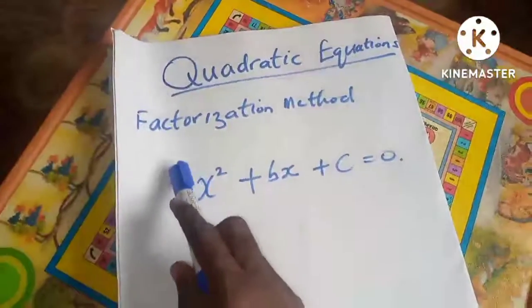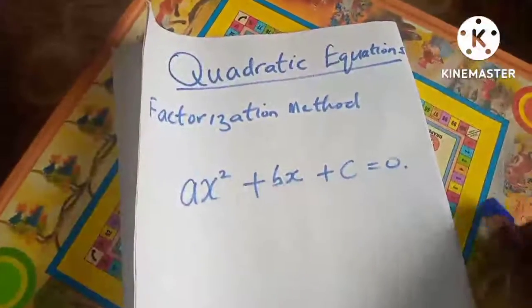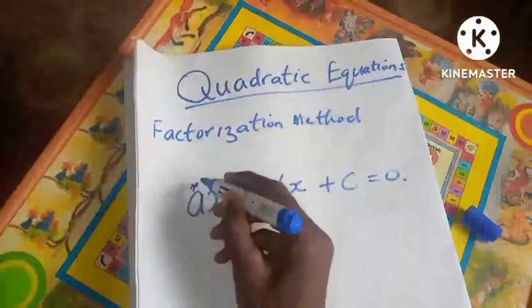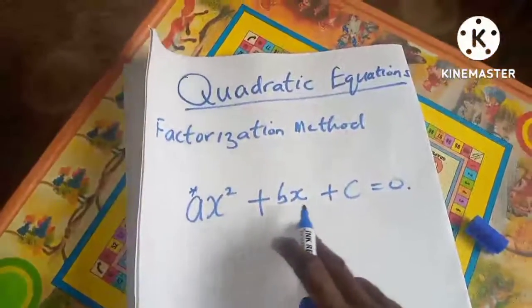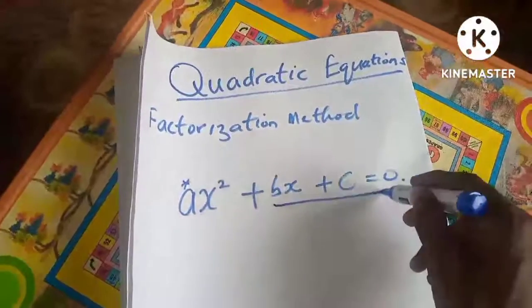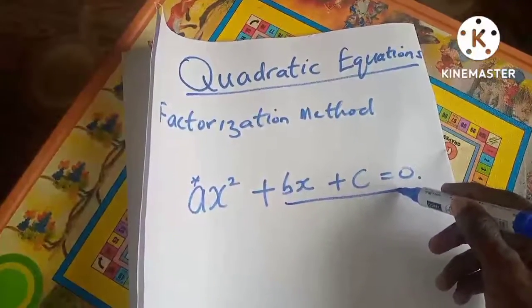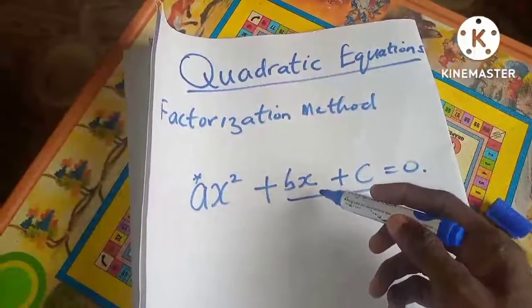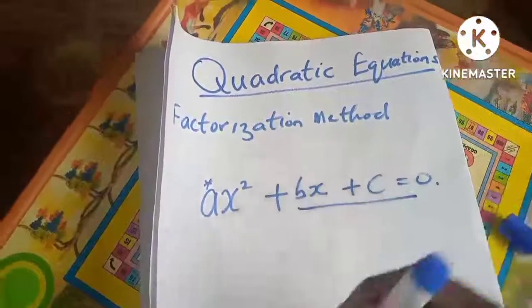This a especially must not be 0. If a is 0, then the equation is no more quadratic. It becomes linear. Only this will be remaining: we are going to be left with bx plus c equals 0.